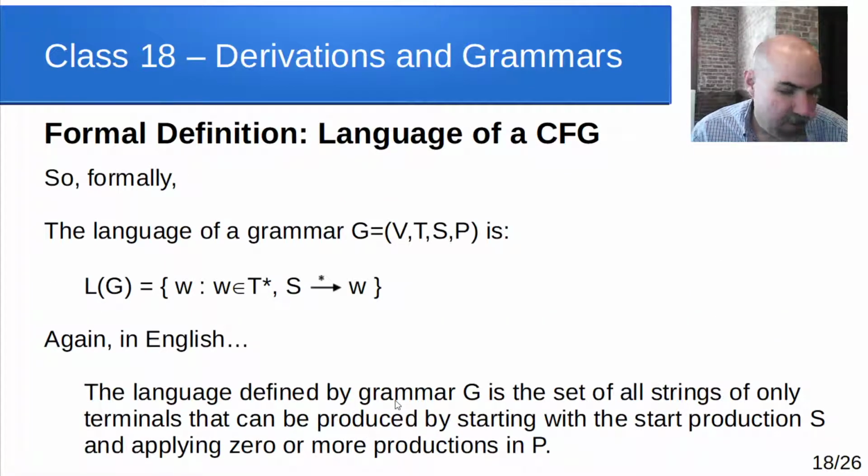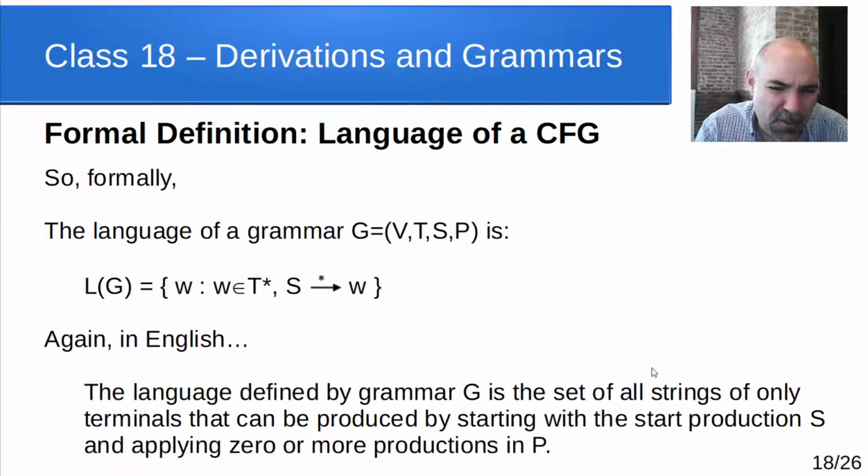Okay, so now back to the definition of a language. We had an informal definition earlier. So formally, the language of a grammar G, defined by the tuple V, T, S, P, is all strings w such that w is only terminals, so 0 or more terminals, and starting with S, applying 0 or more steps along a derivation. It doesn't matter if it's leftmost or rightmost here, we can get w. So in other words, all strings that we can get by starting with S as long as they're only terminals. So again, in English, the language defined by grammar G is the set of all strings of only terminals that can be produced by starting with the start symbol S and applying 0 or more productions in P.